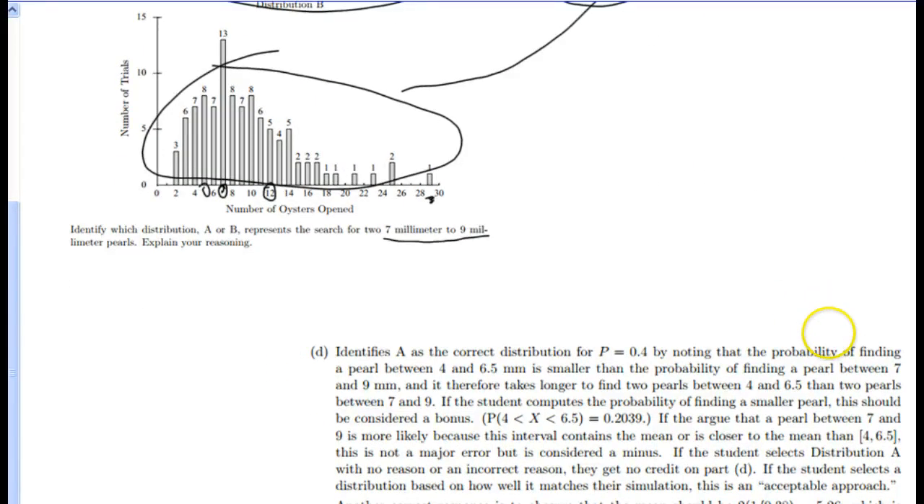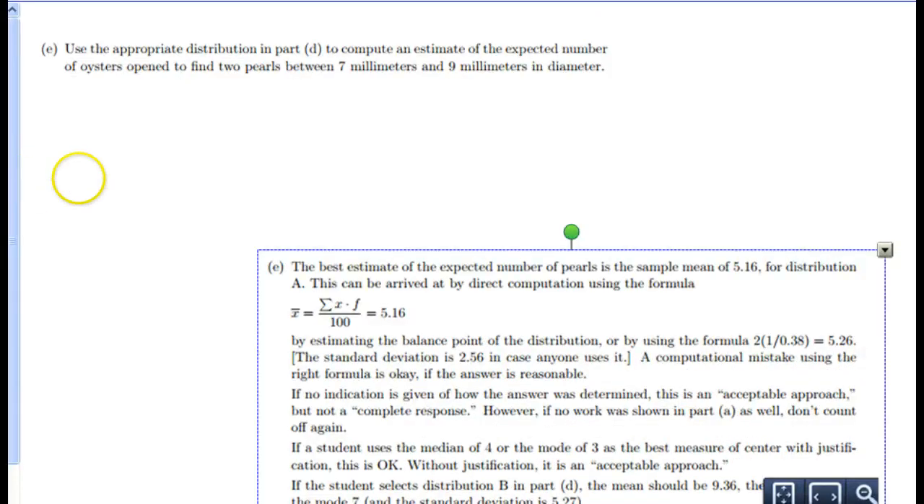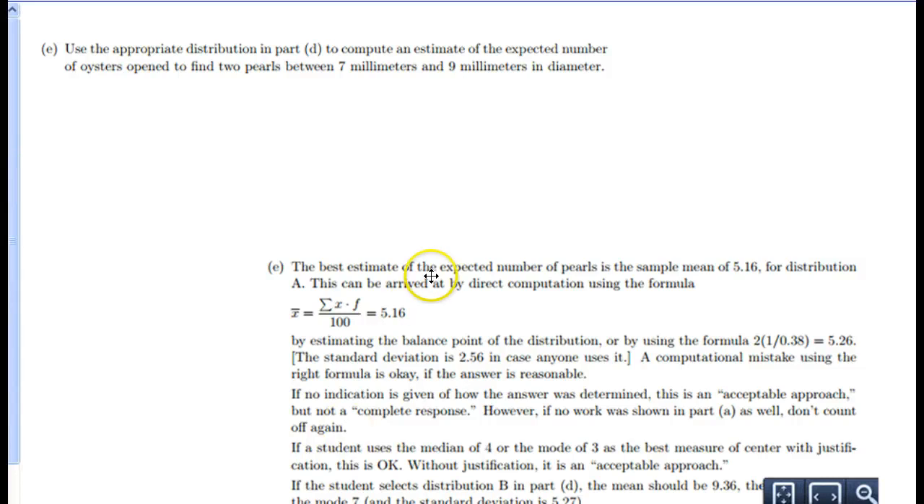Again, you got bonus points if you figured out the probability of that was like 20%, so it's about twice as hard. There's the official definition, but that's basically how you choose that. And that was, I thought, a difficult question. Let's get this out of the way here.